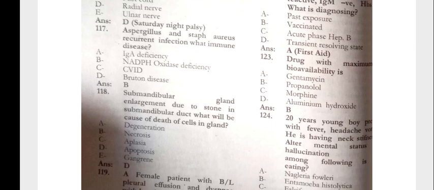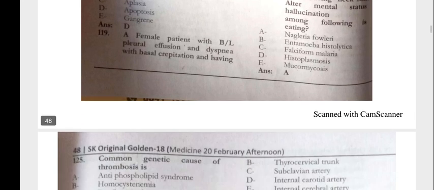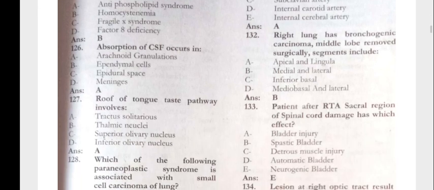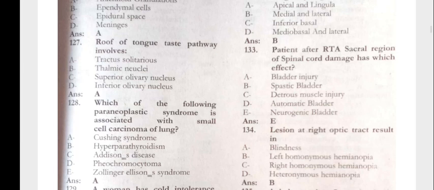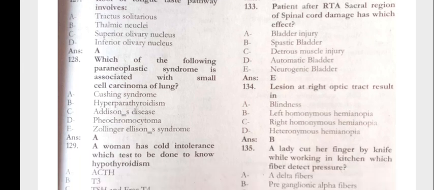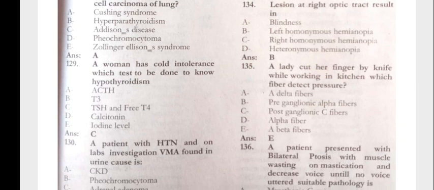Drug with the maximum bioavailability is propranolol. The boy with fever, headache, neck stiffness: Naegleria fowleri. Next common genetic cause of thrombosis is homocystinuria. Absorption of CSF occurs in the arachnoid granulations. Roof of tongue taste pathway involves the tractus solitarius. The following neoplastic syndrome is associated with small cell carcinoma of the lung. There is Cushing syndrome. The woman had cold intolerance. What has to be done to know the hypothyroidism?